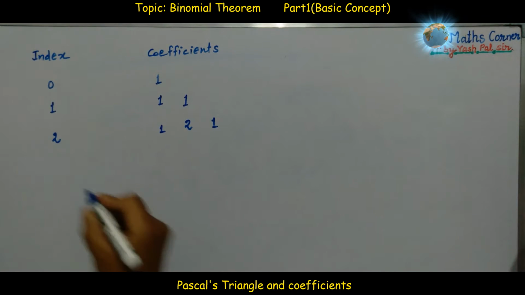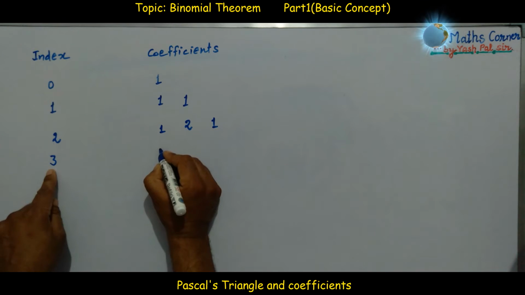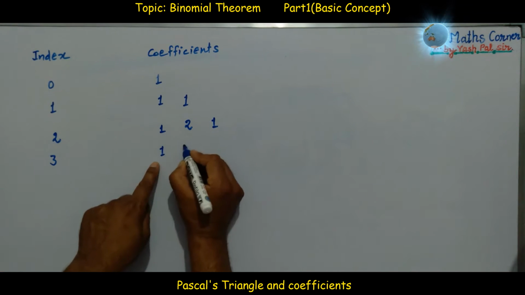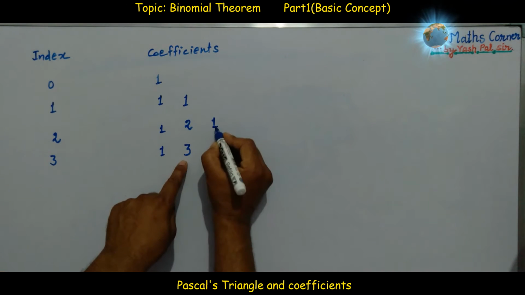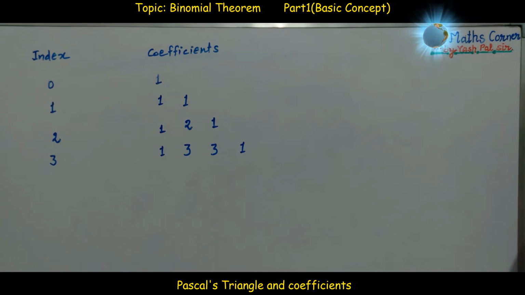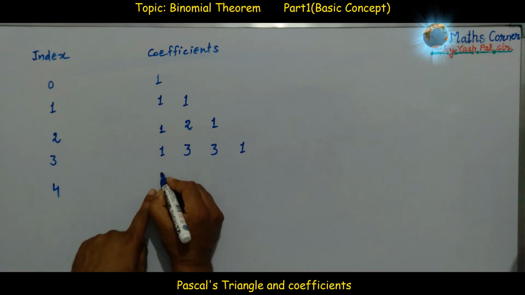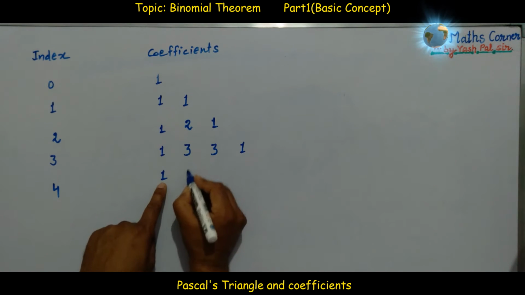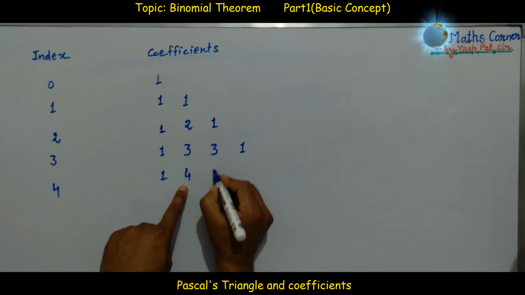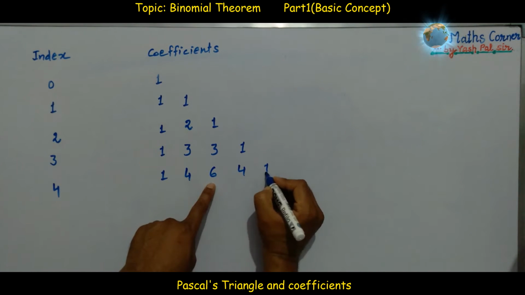Now next, when the index is 3, what happens? We write first of all 1, then 1 plus 2, this is 3, 2 plus 1 is also 3, lastly we write 1. When the index is 4, then what happens? We start with 1, then 1 plus 3 is 4, 3 plus 3 is 6, 3 plus 1 is 4, and lastly we write 1.